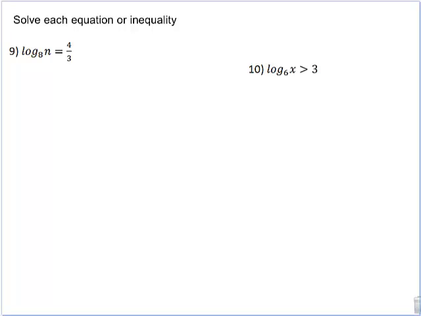Okay, so then we're going to solve these. To solve these, what we're going to do is think of how we rewrite these in terms of our exponents. And we're just going to set up our exponent equation and solve it. So log base 8 of n is equal to 4/3.